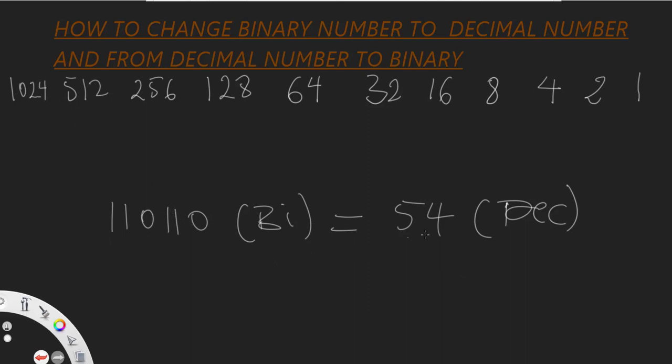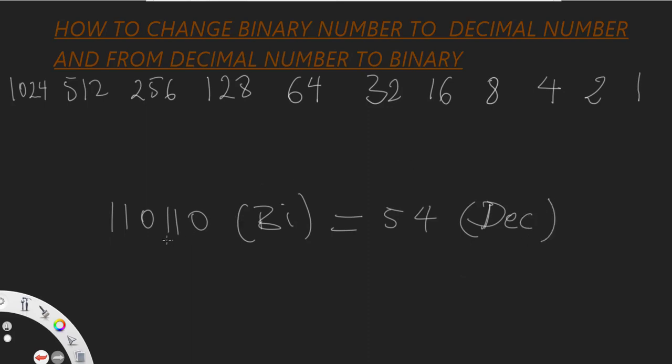All right. So now, how do you change the binary number to decimal? You have to have this first. Make sure you have this: 1, 2, 4, 8, 16, 32, 64. You can continue so on. Now, let's take this example. How do I come to 54? This is a decimal.